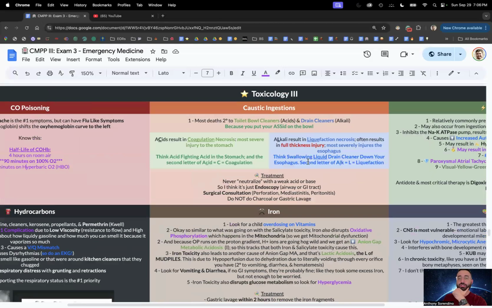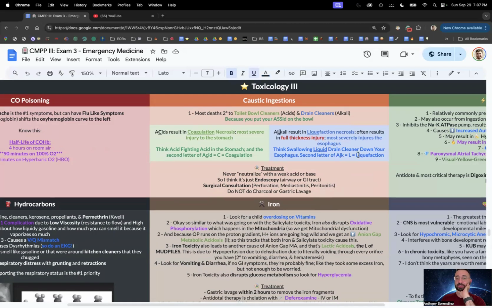All right, caustic injections, or caustic ingestions. The big thing here is that acids, so AC of acid, cause coagulation necrosis. So the C in coagulation, most severe in the stomach. And then liquefaction necrosis, which is just going to turn your tissues into liquid, which is crazy. That's going to be worse. So that's going to be in the alkali. So alkali, the second letter is L. So L for liquefaction and C for coagulation.